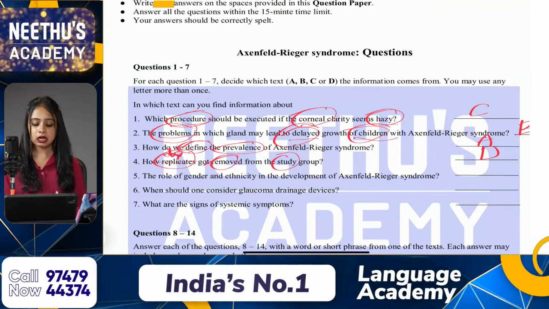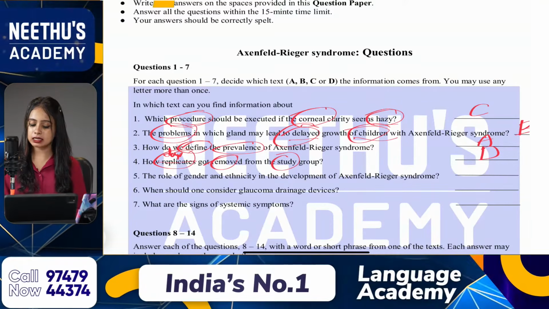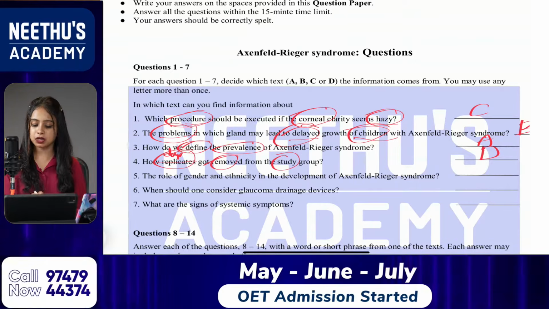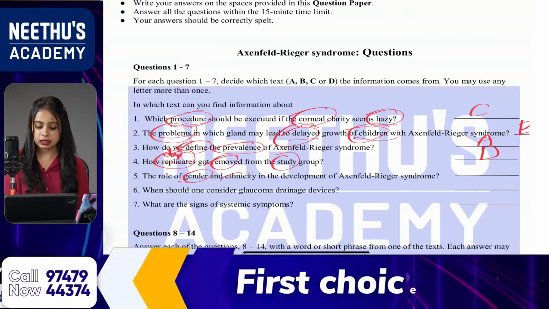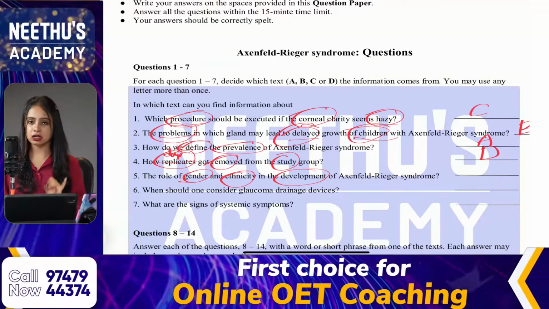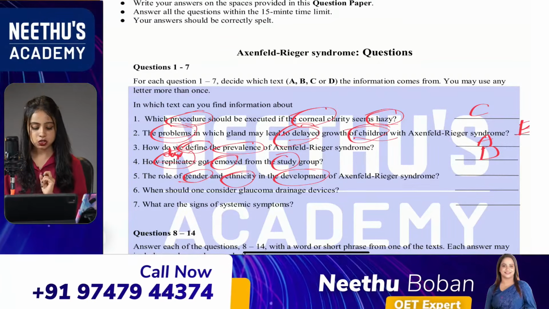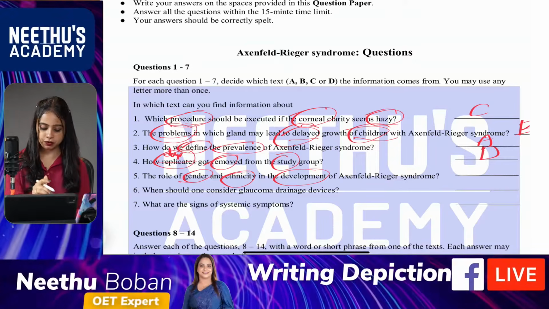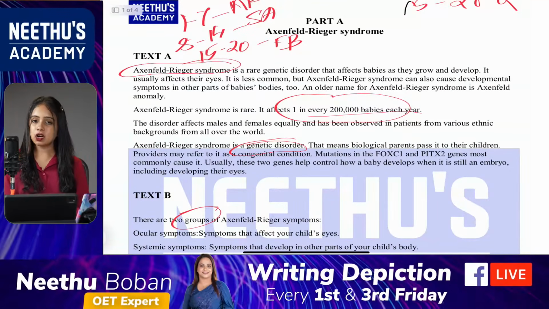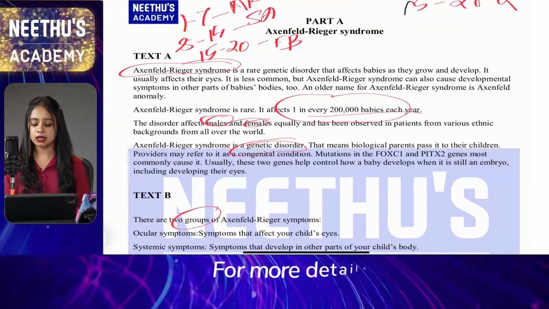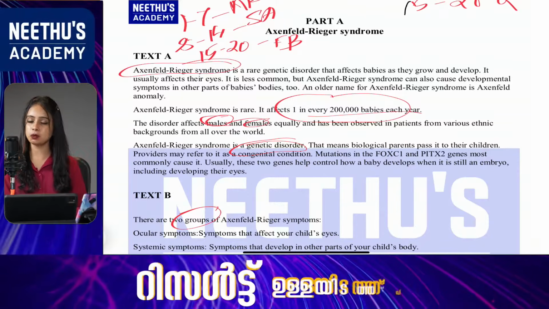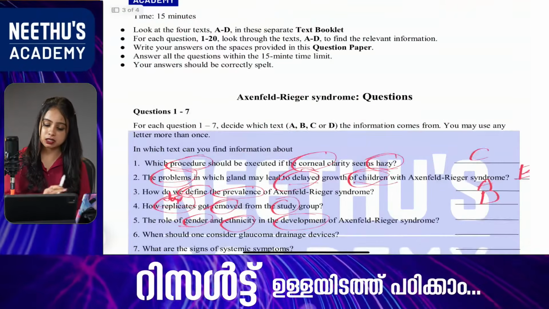Then the fifth one: the role of gender and ethnicity in the development of Axenfeld-Rieger syndrome. My keywords: gender, ethnicity, development. So what is your answer? The fifth one is mentioned here in text A. The disorder affects males and females equally and has been observed in patients from various ethnic backgrounds from all over the world. So our answer is A.